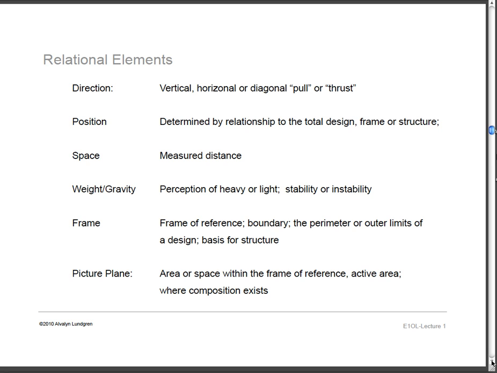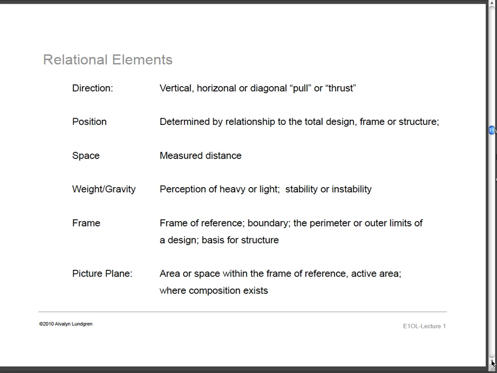Vertical is what we'd call plumb. If you take a plumb line and drop it, that's vertical. It is basically perpendicular to the ground plane. Horizontal is parallel to the ground plane. It's side to side, and it is level. Anything a degree off of level is diagonal. Anything a degree off of vertical is diagonal.